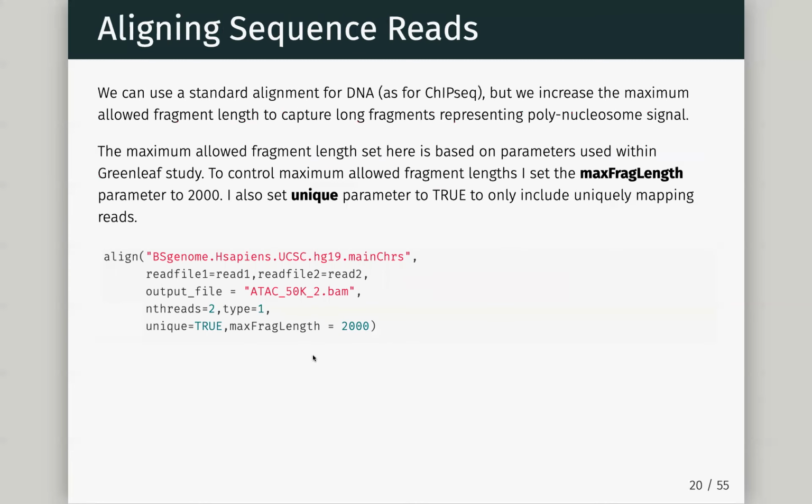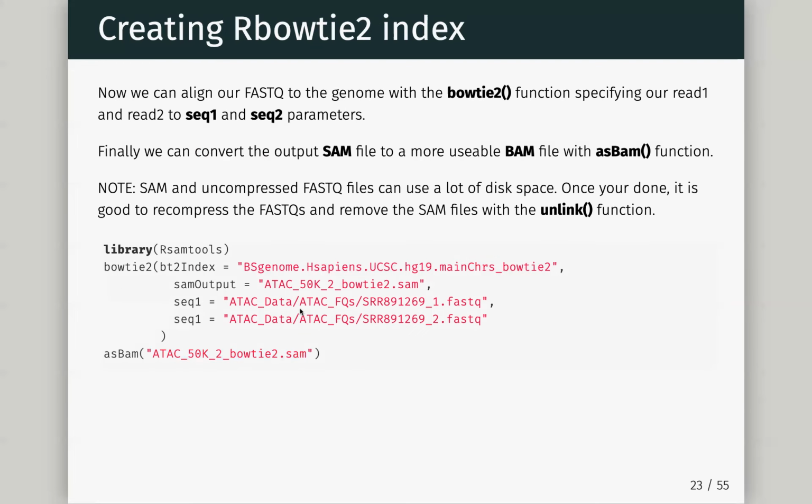So either way, we can use standard Rsubread, which I prefer because I understand it a bit better, or we could use Bowtie 2, which is also a very popular tool for ATAC-seq. I think they use Bowtie 2 in the paper, which is why I use Bowtie 2 here.